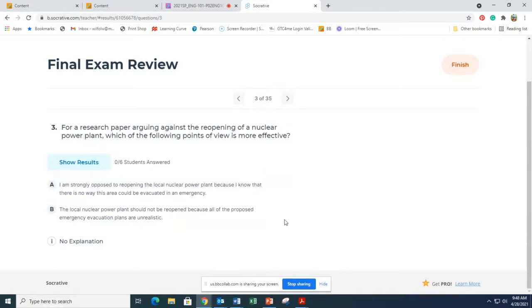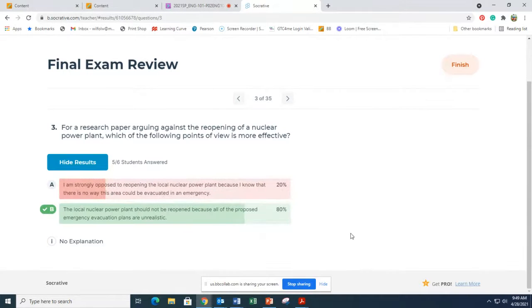All right. So again, what's important is that this is making sense so that later you can answer accordingly. Okay. For a research paper arguing against the reopening of a nuclear power plant, which of the following points of view is more effective? Which one makes the stronger, more compelling, more convincing case? A or B? I'm sorry if you feel rushed to read an answer. You'll have 90 minutes when you actually take the test.